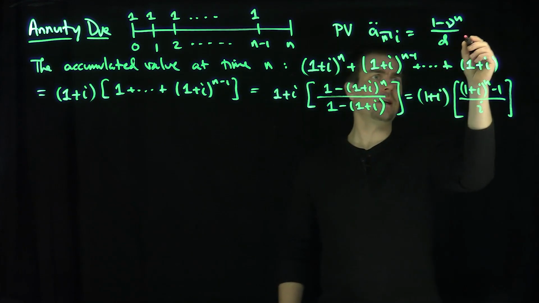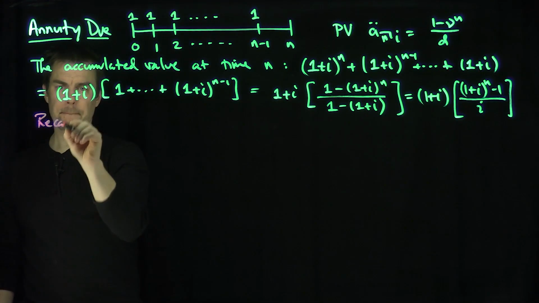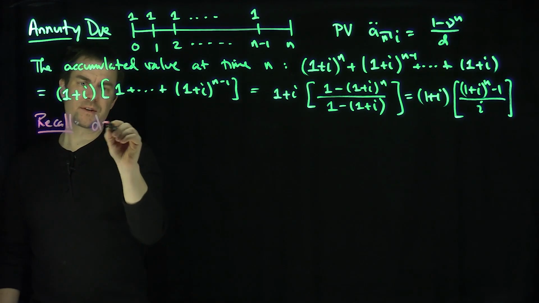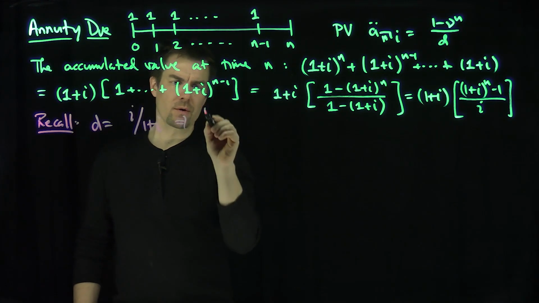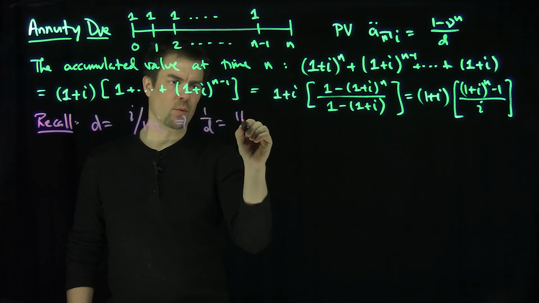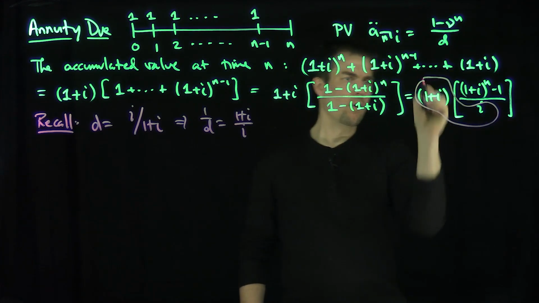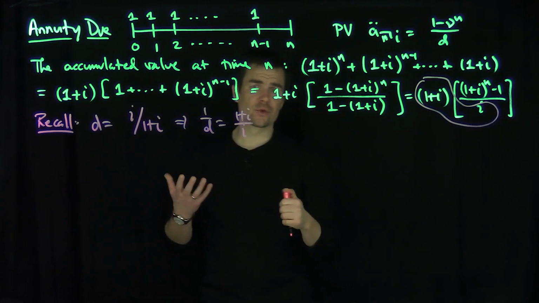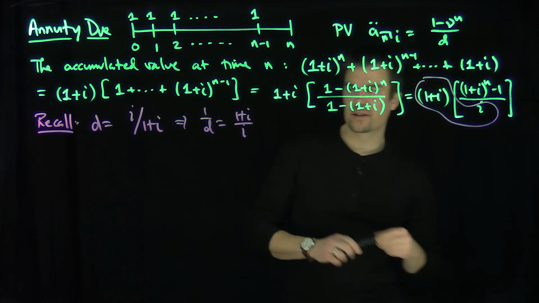And so now let me remind everyone what the discount rate is. Recall that our rate of discount d is i over 1 plus i. Therefore, 1 over d is exactly equal to 1 plus i over i. So I have this factor of 1 plus i over i over here, that's exactly just 1 over d. So the accumulated value is given by the following formula.